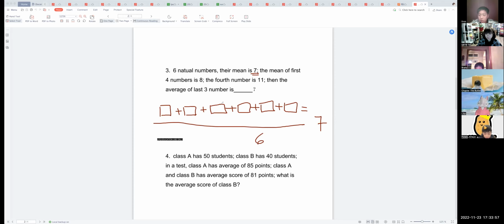Okay, the mean of the first 4 numbers is 8. So that means these 4 numbers divided by 4 equals 8. The fourth number is 11. Then the average of the last 3 numbers: these 3 numbers added together and divided by 3 equals 4.